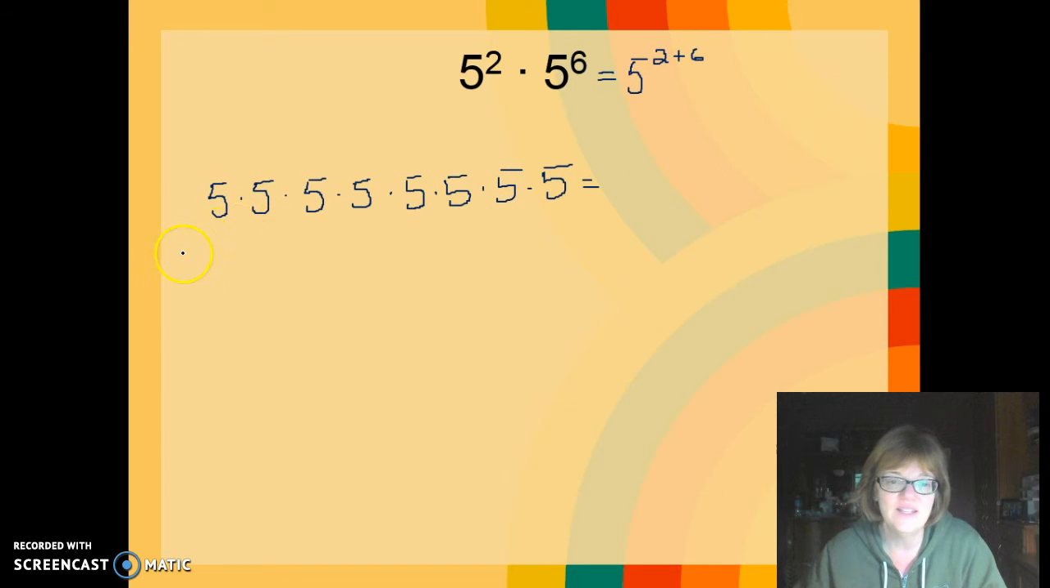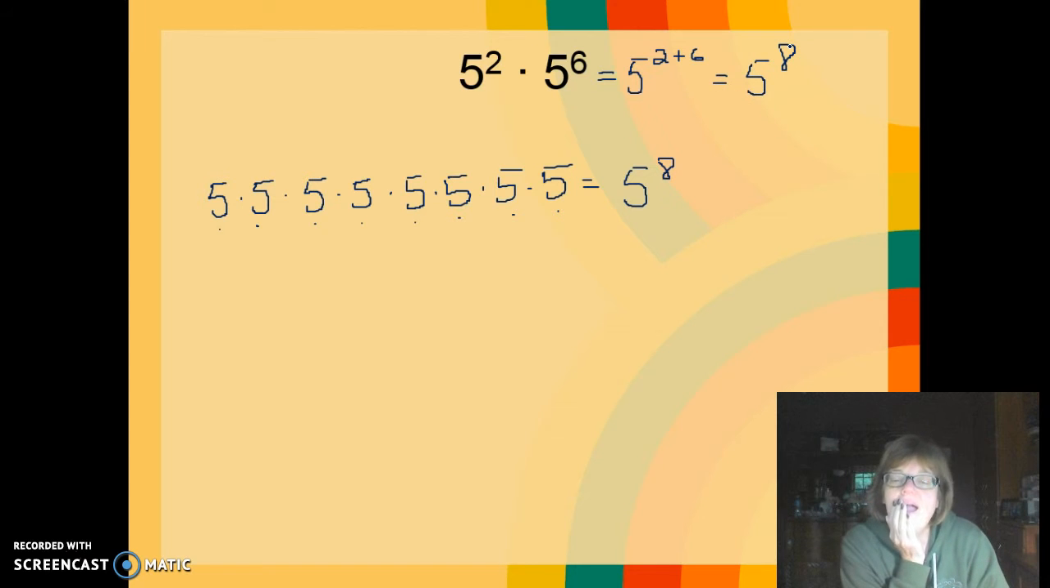All right, so how many do I have? I have 1, 2, 3, 4, 5, 6, 7, 8. 5 to the 8th is really what I was multiplying, right? 5 times itself, 8 times. And you know what? 2 plus 6 is equal to 8. Wow. I love this shortcut. I just have to say. And I've got more shortcuts coming.